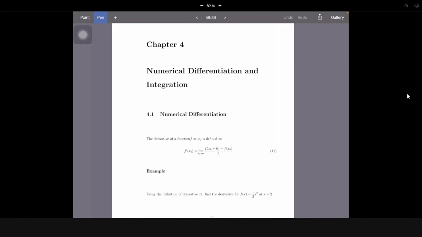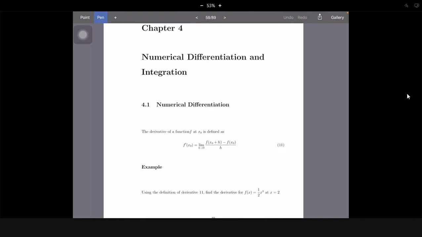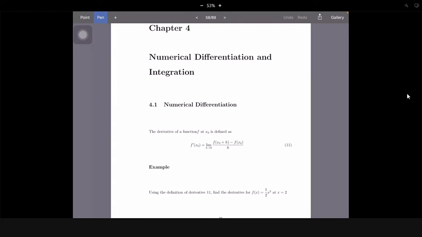Alright. Jelas tak? Okay, good. So now we go to the next chapter. Okay. It's about the numerical differentiation and integration.